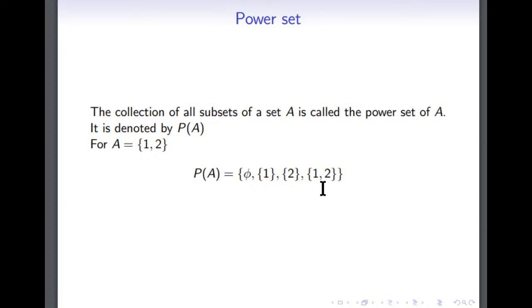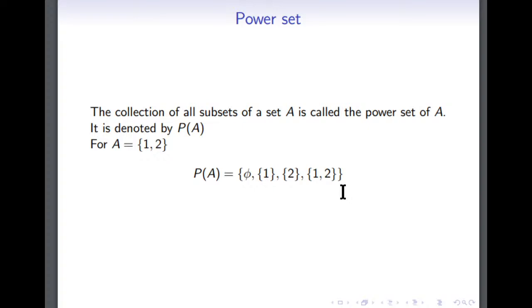Now I compile all these subsets in another set. There you can see curly brackets at the start and a curly bracket at the end. It means I draw a wall on the sides of these sets. I contained them in a room, in a set. This bigger room, this bigger set, is called the power set of set A.